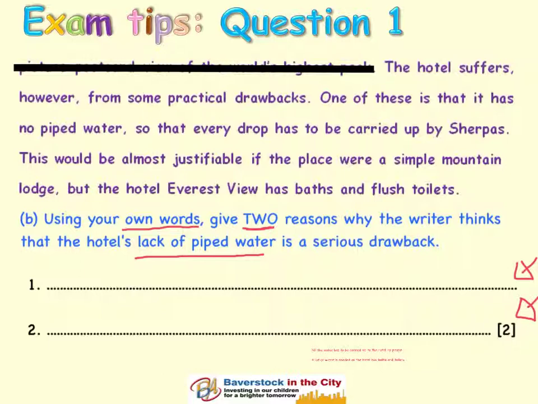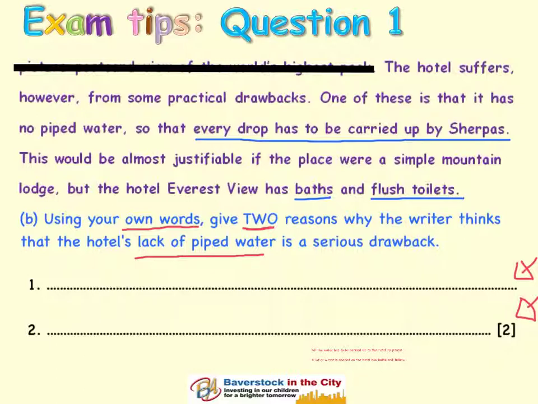We can see that every drop has to be carried up by the Sherpas. Now that is a big problem because somebody's got to do that. Somebody's got to carry up all the water. Why else is it a problem? Well, if it was a simple mountain lodge, it might not be a problem that there was no piped water. But this hotel has baths and flush toilets. They're going to need a lot more water than if it was a simple mountain lodge.